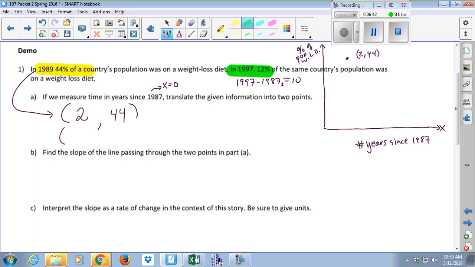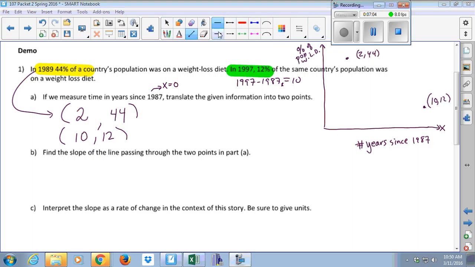So that point's going to be 10, 12. So I go over here on my axes, go over to where I would think 10 would be and put a 12, go up 12%. There we go. Okay. So again, as I mentioned, this is a review of the material in 2-3. We're going to find the slope between those 2 points. So we're going to draw a line between those 2 points and find the slope.